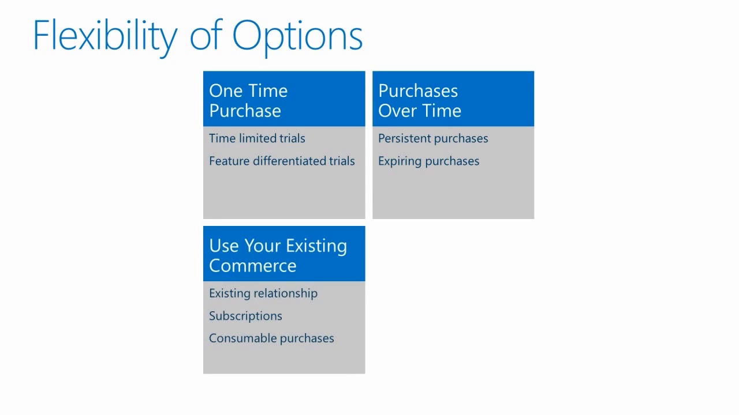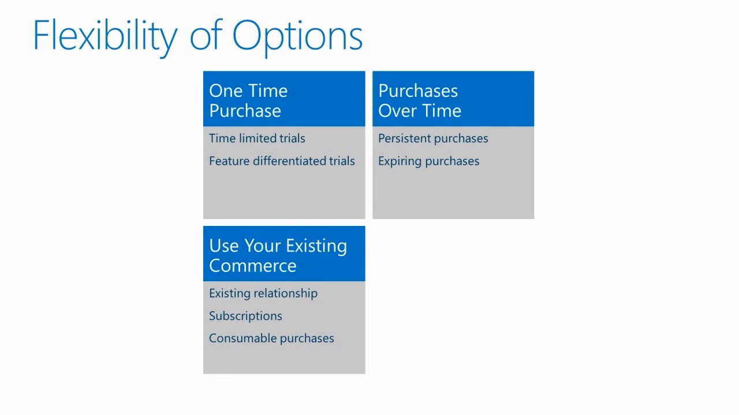Third option that you have is to use your own commerce system. Why would you want to use one of those? Well, maybe you're fulfilling physical goods. Maybe you're trying to do your own subscription behavior. Maybe you've got an existing relationship and a billing relationship with your customers, and you don't want or need to rely on the Windows Store commerce system for that.